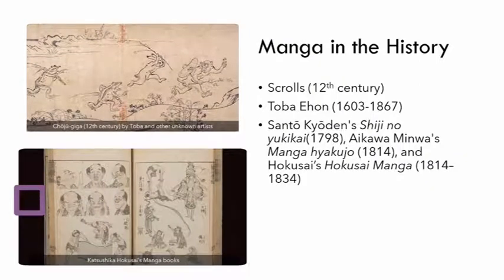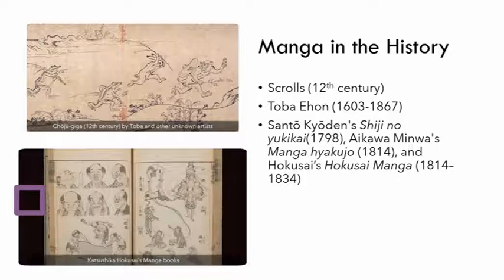So what was the first manga that existed? You may wonder. Well, many believe that manga originated from scrolls dating back to the 12th century, and believe they represent the basis for the right-to-left reading style.